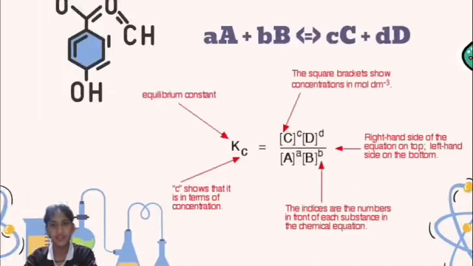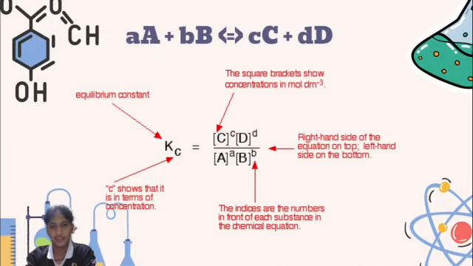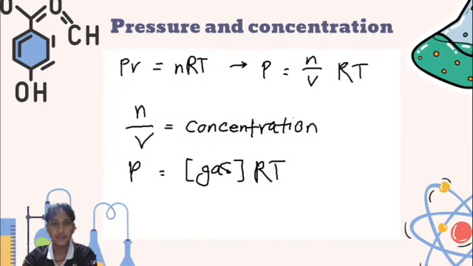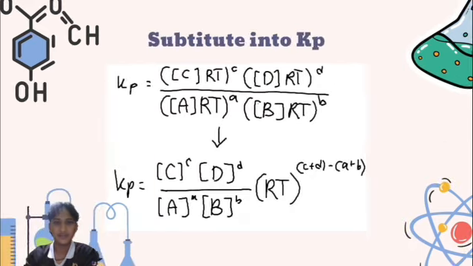Next, the equilibrium constant: [C]^c [D]^d over [A]^a [B]^b. Then this is the gas law, where P equals (n/V) RT, where n/V is equal to the concentration, and P is the pressure of the gas. We need to substitute it into Kp like this.